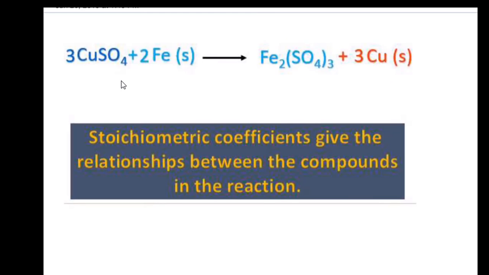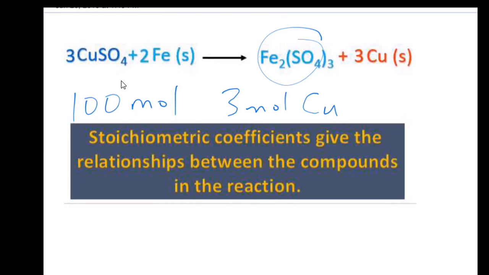Let's say if I had 100 moles of copper sulfate, right? And I wanted to figure out how much iron sulfate that would give me. I could figure that out using the stoichiometric ratio because we know here the ratio is 3 moles of copper sulfate is equal to 1 mole of iron sulfate, right?